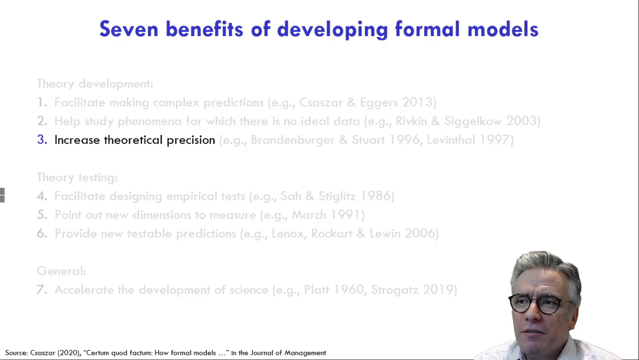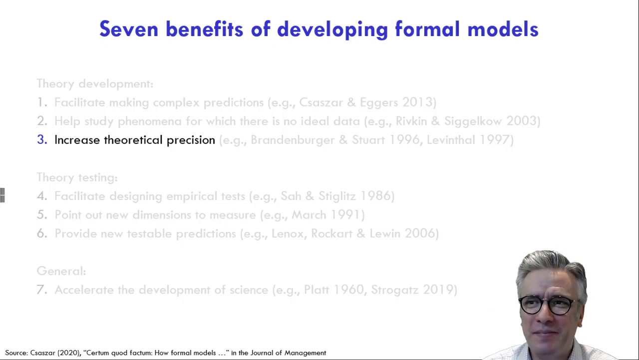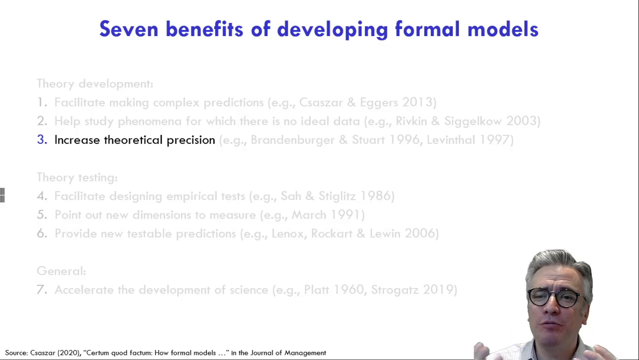Models also increase theoretical precision. For example, when people talked about value until like 20 years ago or a little bit more, before this paper by Brandenberger and Stewart, people hand-waved a lot. The same with the idea of adaptation. But this paper, Brandenberger and Stewart, and the paper by Levinthal, 97, define those two terms.